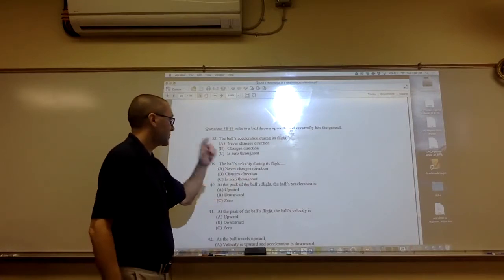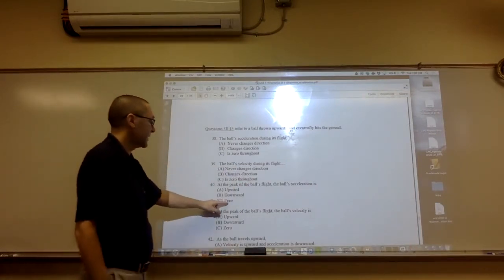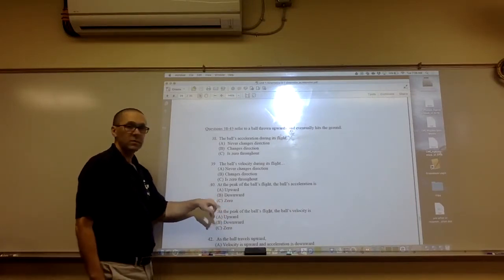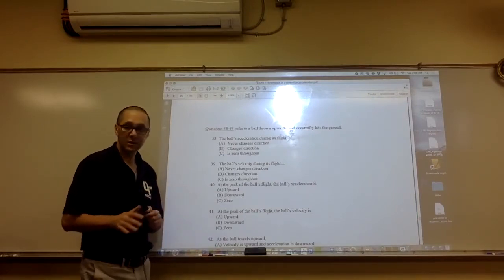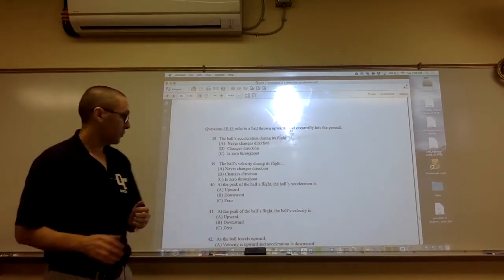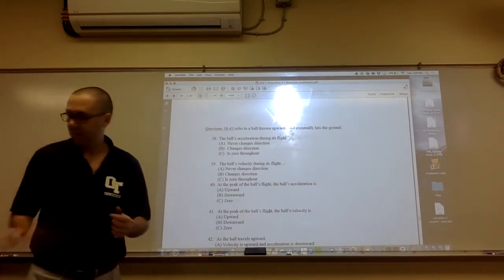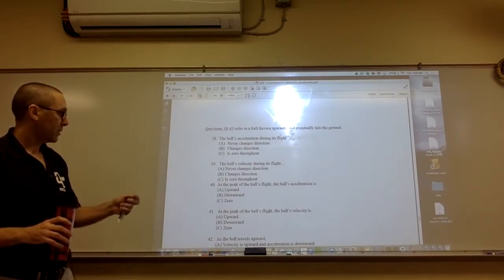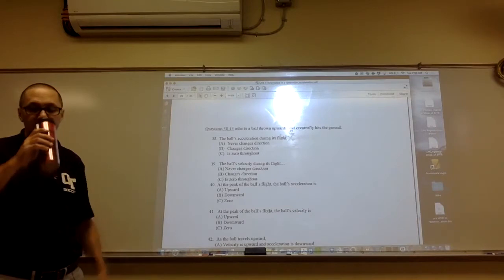At the peak of the ball's flight, the ball's acceleration is downward. It's never 0. The velocity is 0, right? But not the acceleration. Gravity never takes a vacation. It's constantly working. At the peak of the ball's flight, the ball's velocity is 0. That's true because it has to stop before it can come back down. You cannot just change direction without stopping.